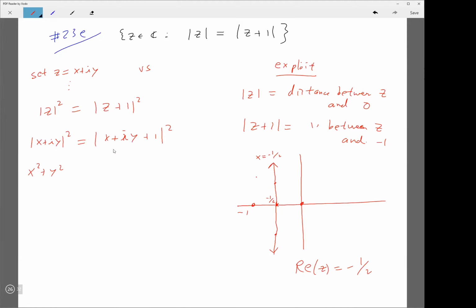And this one has real part x plus 1, and the imaginary part is still y. So that's going to be that. Then this is going to cancel with that. You have x squared equals x squared plus 2x plus 1. The x squareds cancel, and you get 2x plus 1 equals 0, which goes to x equals -1/2, which is this straight line here. So that's two ways to do that one.